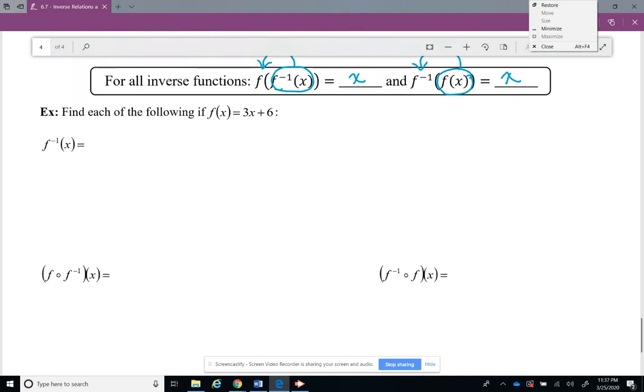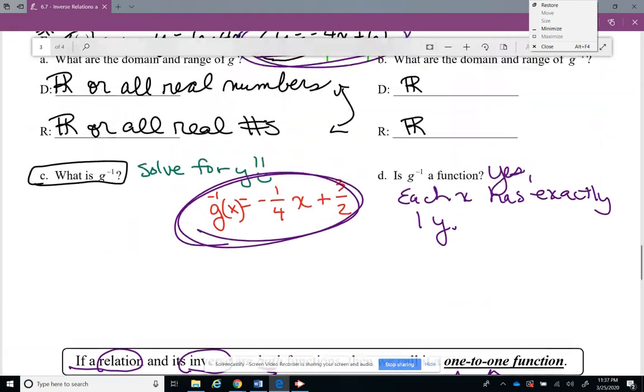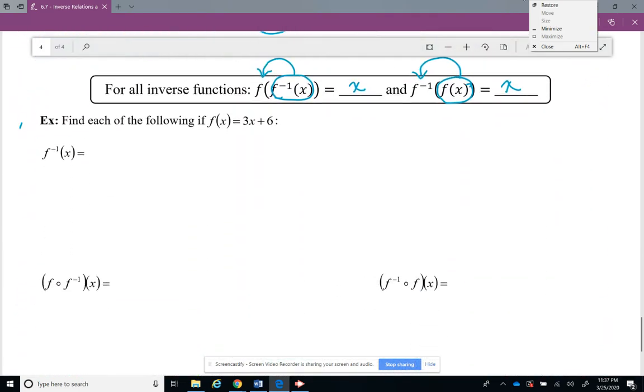All right. Find each of the following if f of x equals 3x plus 6. So let's see what example. We didn't really number those examples, so I'll just start numbering again here. I'm going to call this A. For A, we have to find each of the following if f of x is 3x plus 6. But the first thing we have to do is change that. Now remember, f of x is really y. And if they want us to do f inverse, then we've got to switch the x and the y.